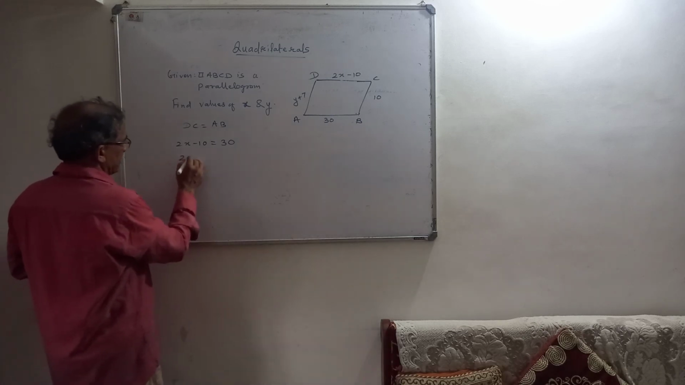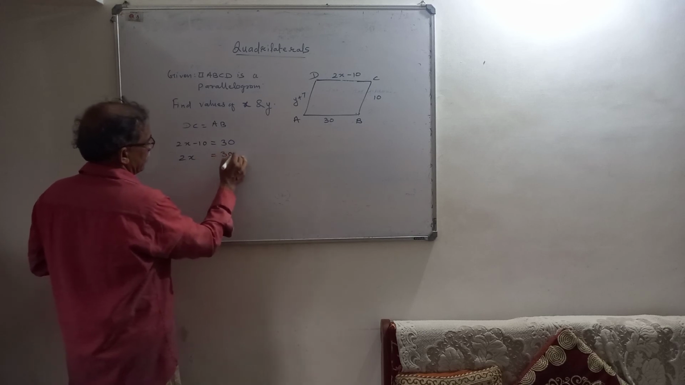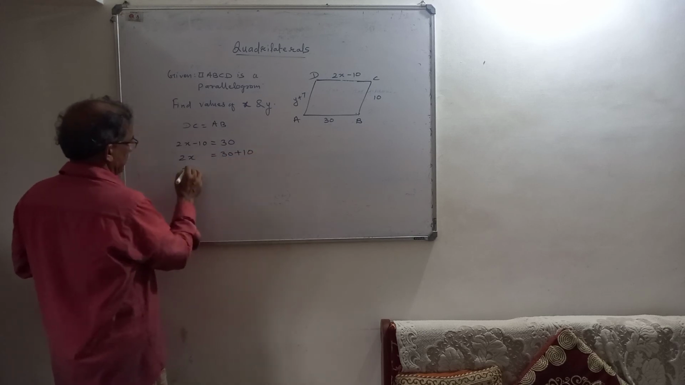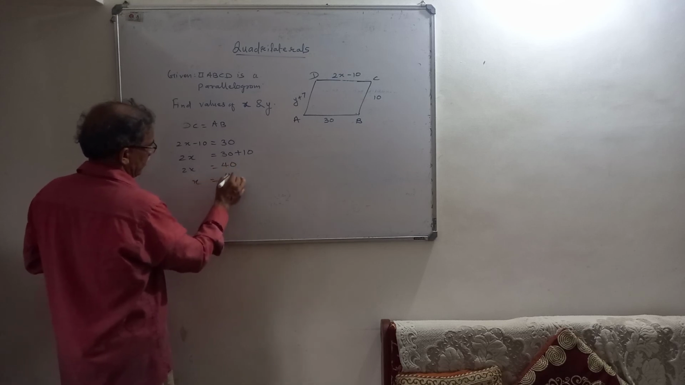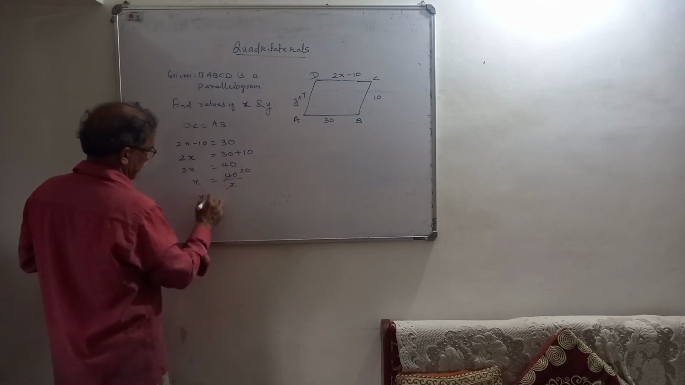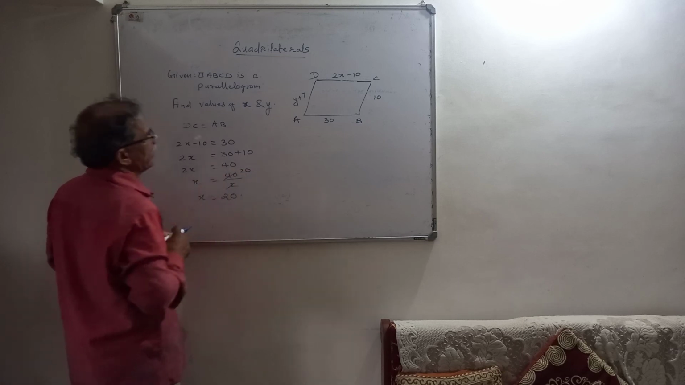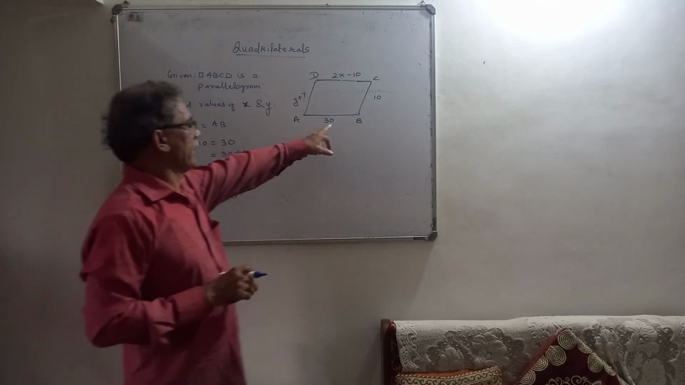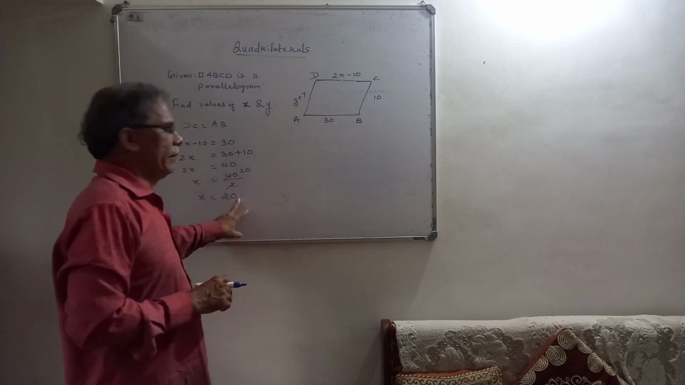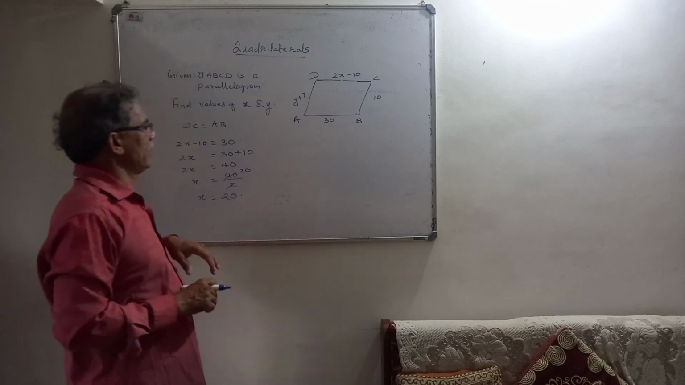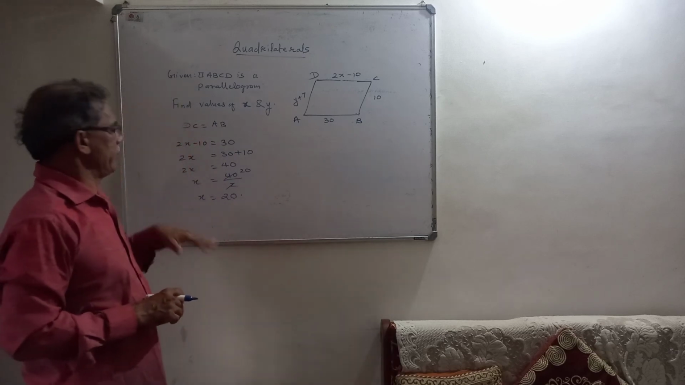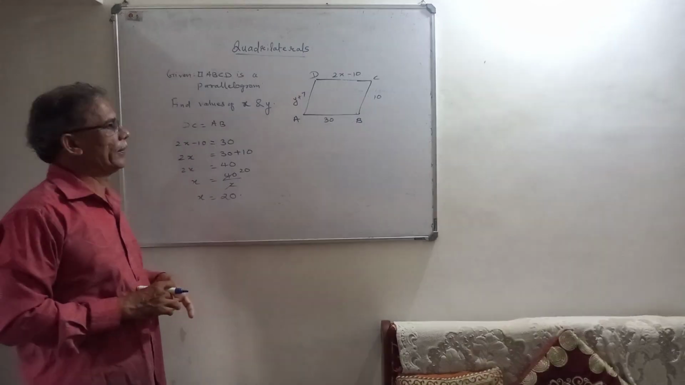So 2x is equal to 30 plus 10. 2x is equal to 40. x is equal to 40 by 2. So x is equal to 20. So if 30 centimeters is given, here it will be 20 centimeters. If meters are given, it will be meters. Here units are not mentioned, so we shall write only x is equal to 20.